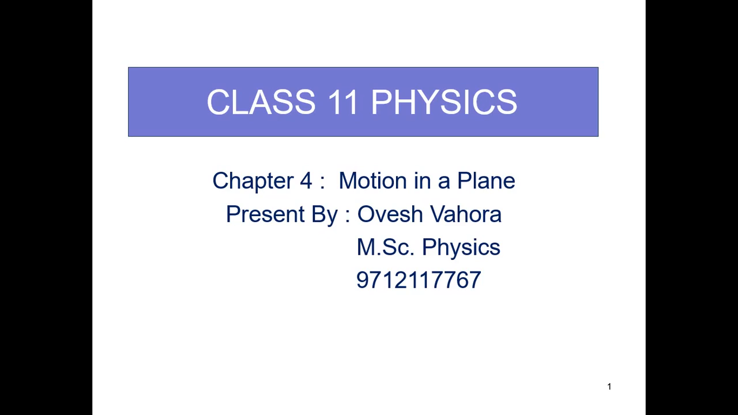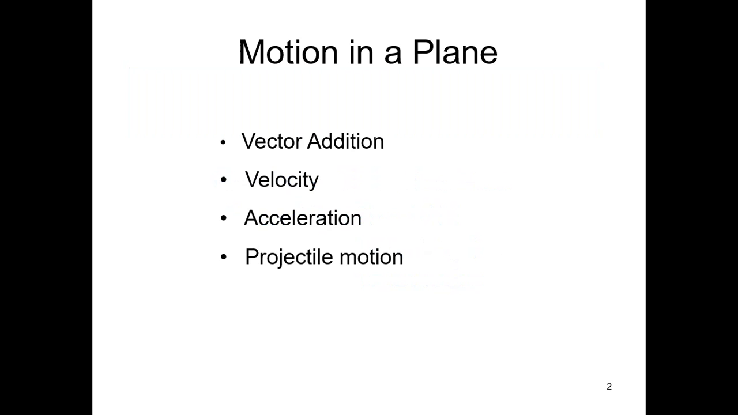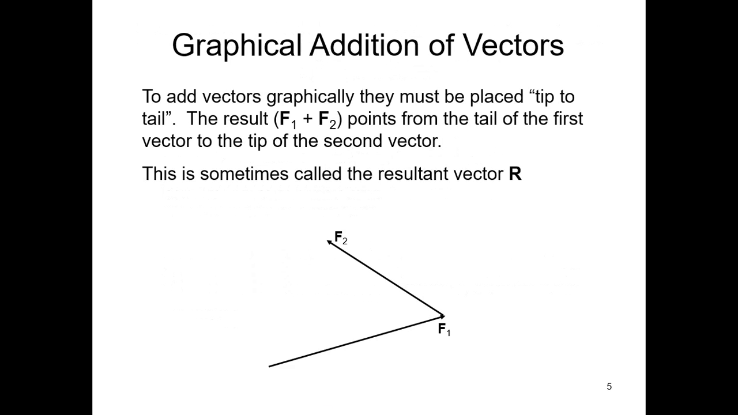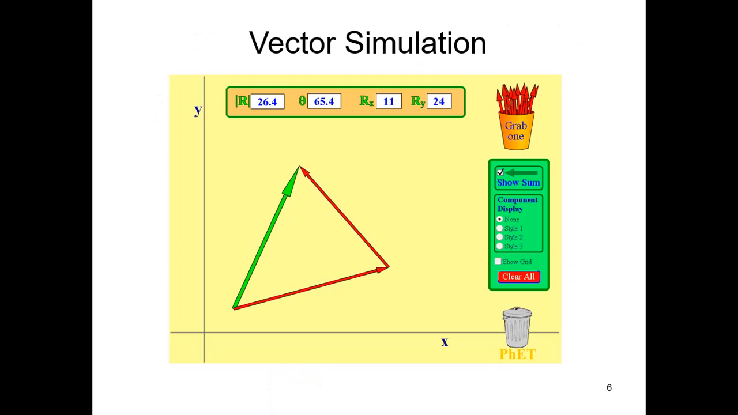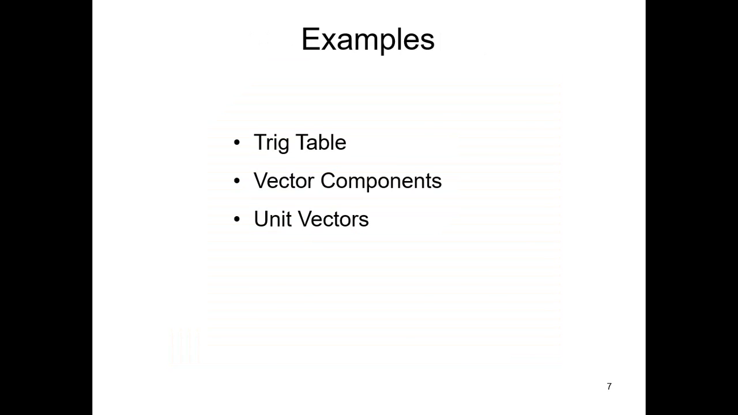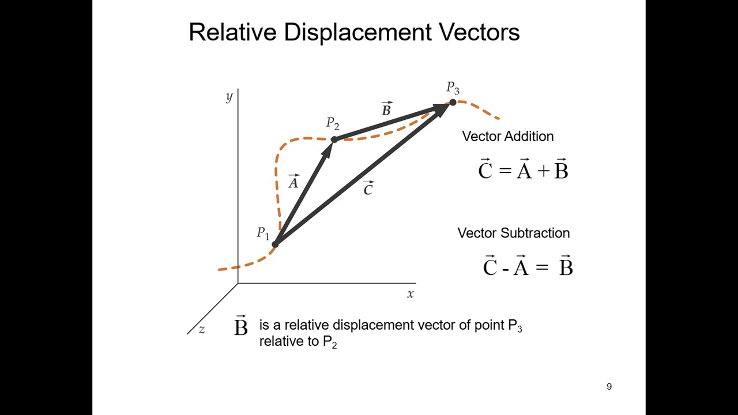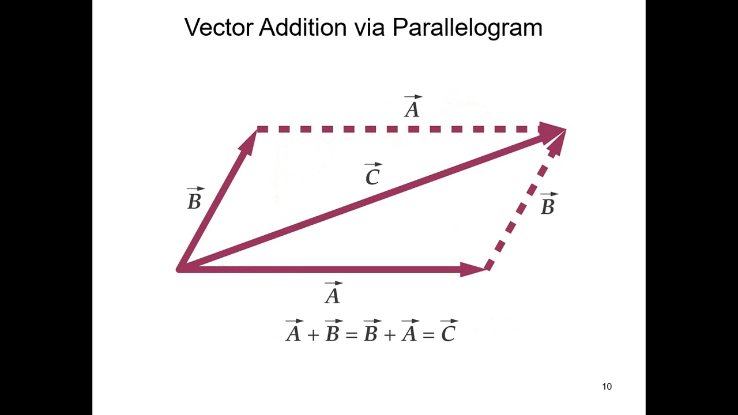In the previous lectures we have covered lots of things. See here: vectors in a plane, vector addition, velocity vector addition. What is a vector, what is a scalar, and the graphical addition of vectors. Now see here types of vectors: displacement vectors, parallel vectors, anti-parallel vectors, relative displacement vectors. We have learned all those things.